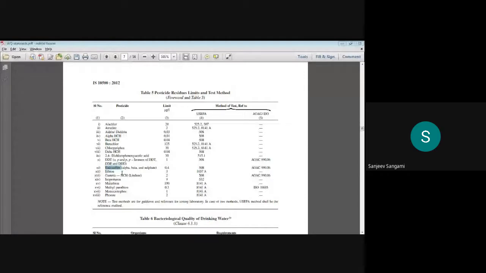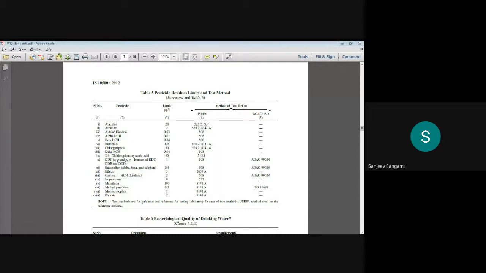Then ethion. I'll tell that history later, how exactly Kerala has faced a lot of problems associated with endosulfan. There also you have different forms, that is alpha, beta, and sulfate-related endosulfan. How exactly is it affected? And you can see the codes here.